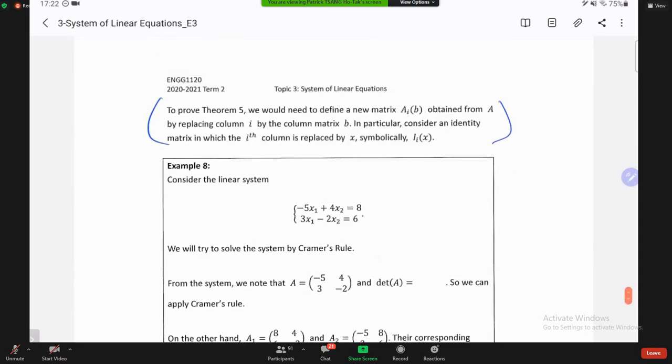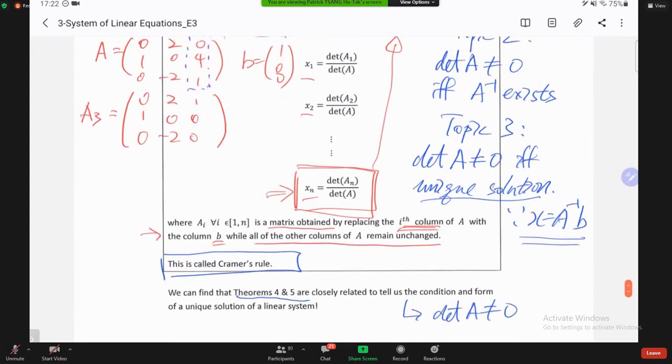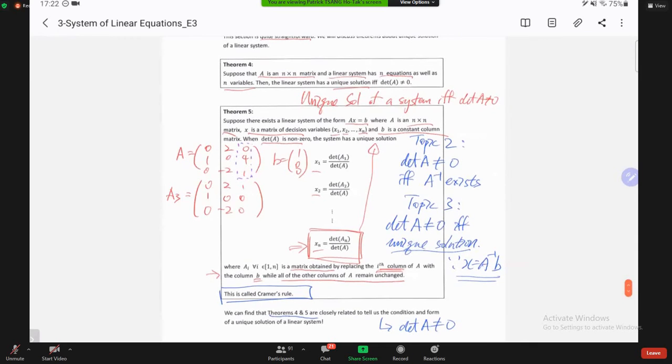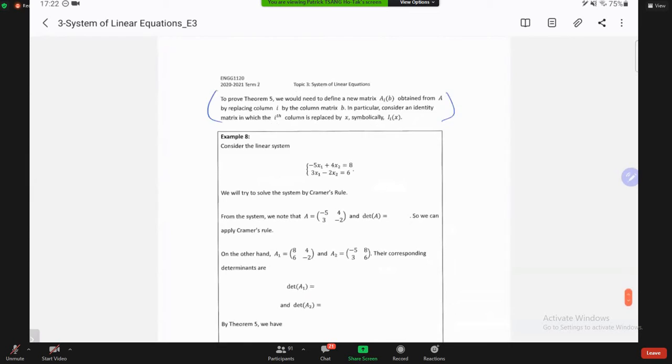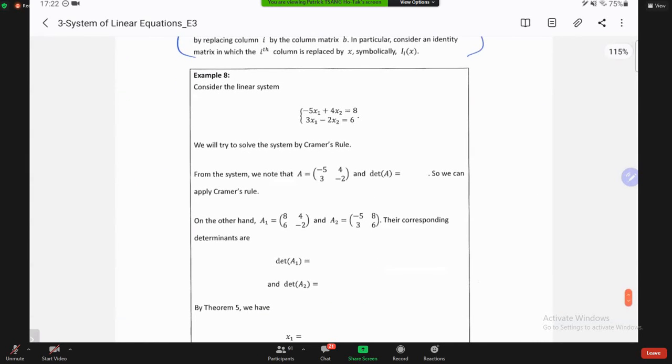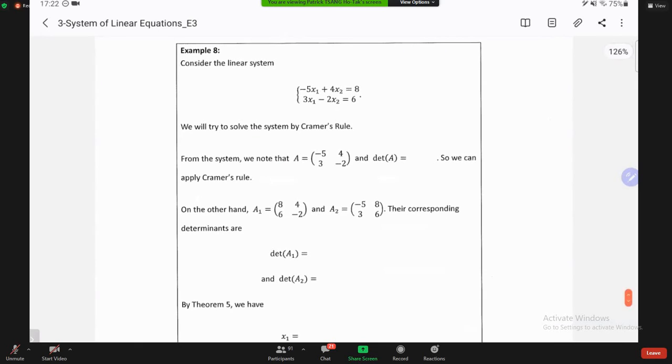Okay, but before that, I hope you guys are with me. Then you will be able to tell yourself and answer yourself the connectivity among topic 2, topic 3, as well as the condition for unique solution. All right. Okay, so let's go to page 23, example 8.